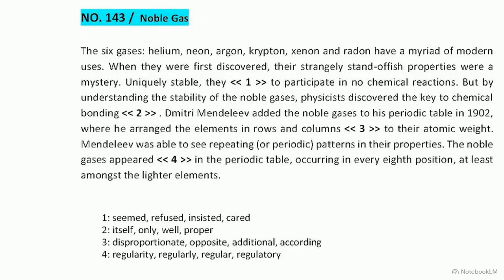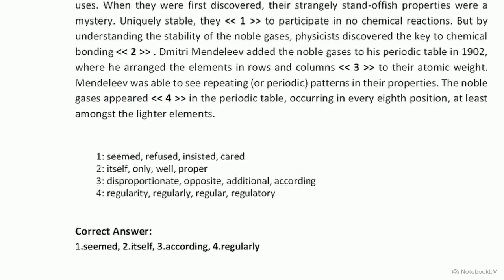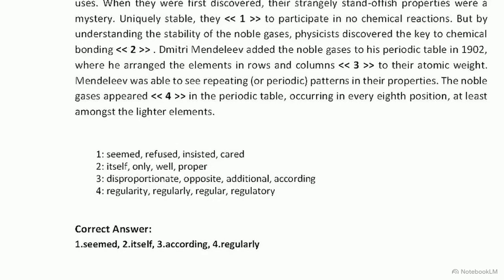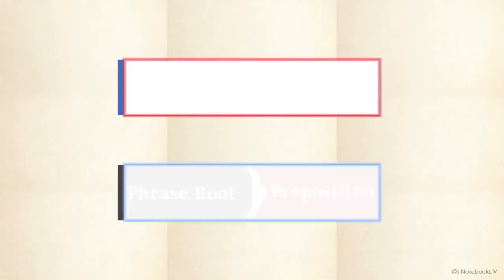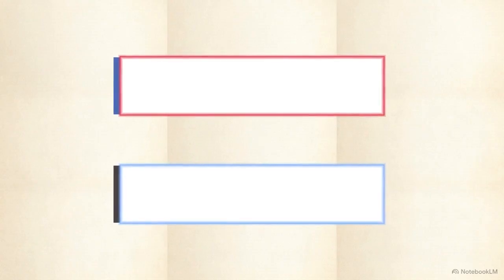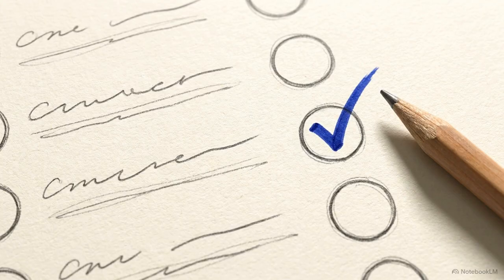As you move across the rows, the atomic weights rise in a predictable sequence. For the final blank, identify the word appeared right before the empty space and determine its part of speech. Appeared is a verb, which we modify with adverbs. The ly suffix on regularly makes it the only word fitting this grammatical requirement. These objective patterns, like adverb-verb pairings and fixed prepositional phrases, provide a more reliable path to the correct answer than simply guessing based on what sounds familiar.